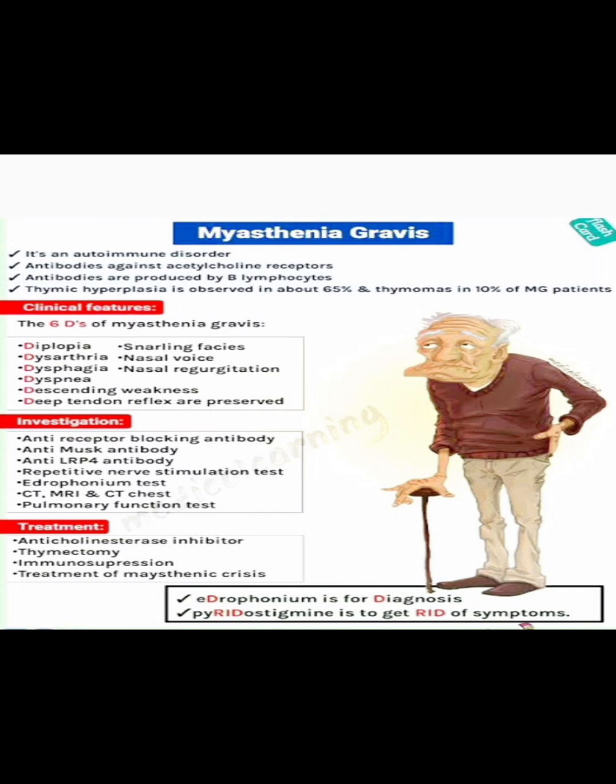Investigations, what we do: anti-receptor blocking antibody, anti-MuSK antibody, anti-LRP4 antibody, repetitive nerve stimulation test, edrophonium test, MRI and CT chest, pulmonary function test. Treatment, what treatment we give in Myasthenia gravis: anticholinesterase inhibitor, thymectomy, immunosuppression, treatment of myasthenic crisis. Remember, edrophonium is for diagnosis and pyridostigmine is to get rid of symptoms.